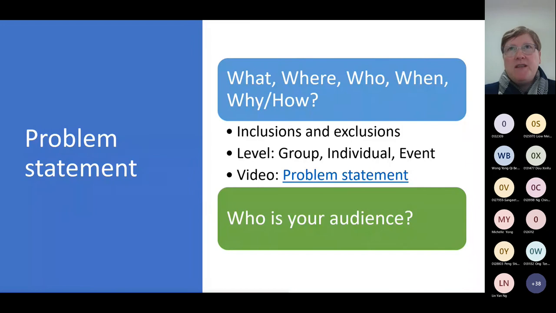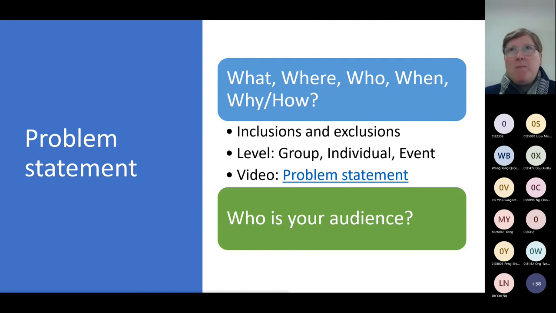And part of that will be deciding what is included and what is excluded. So if we extend the example of the buy one, get one free, you might say, I'm only looking at this in terms of toiletry items. So I'm not going to include food items. I'm only looking at shampoos, soaps, all that kind of stuff. Or you might say, I'm only looking at this in the context of a supermarket, not in the context of anything else. So you've kind of got to say what your problem statement is.